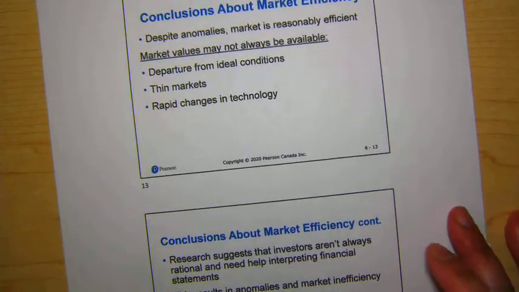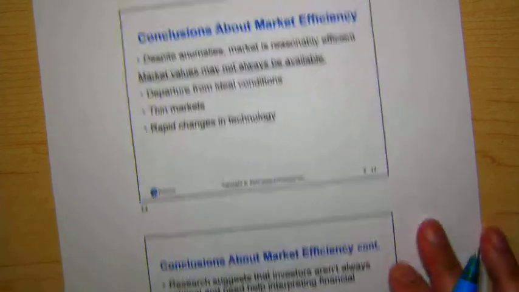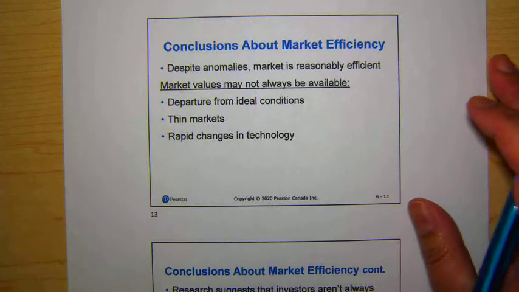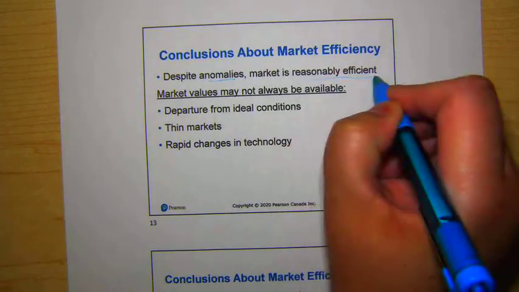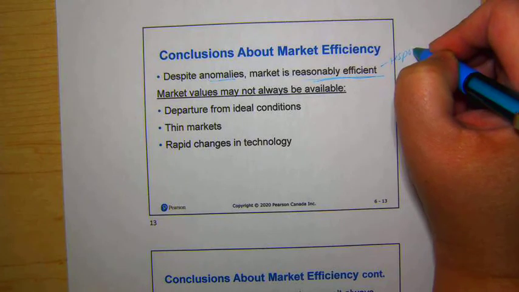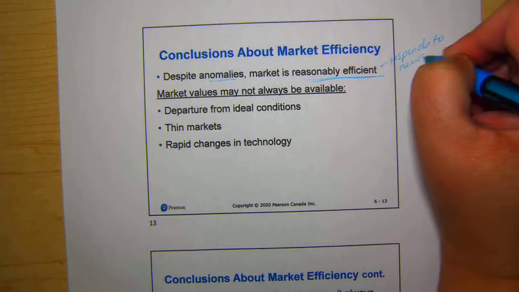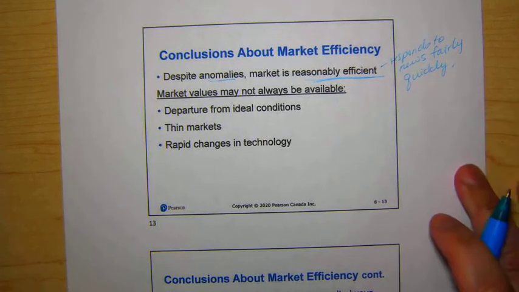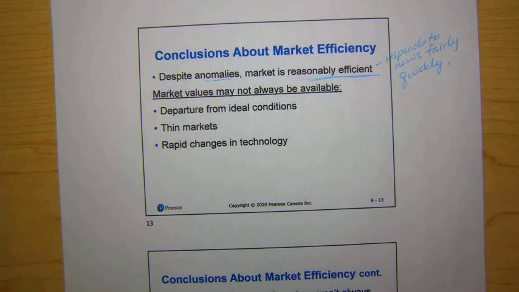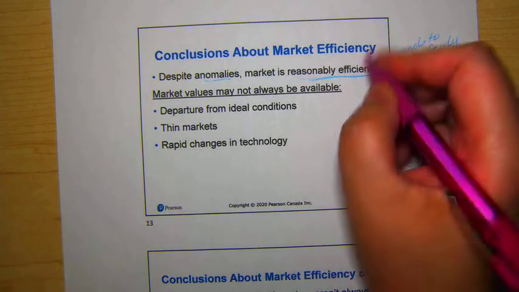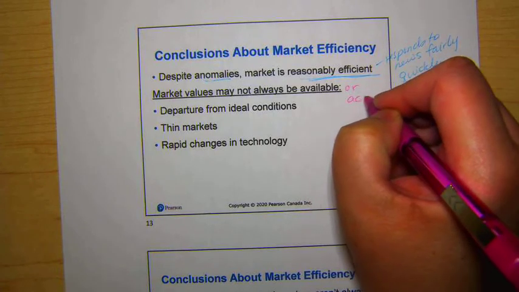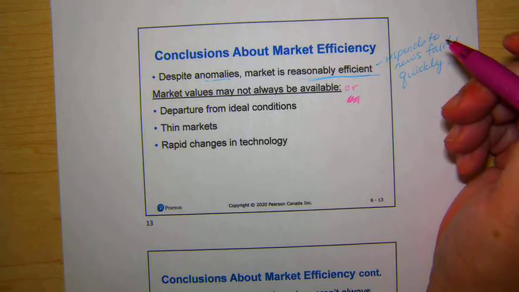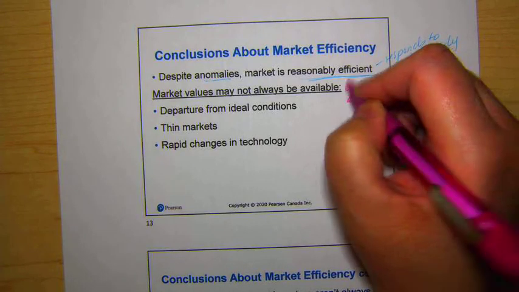So we just gave a whole bunch of reasons why the market isn't as efficient as we thought, but it doesn't mean it's not efficient enough. These anomalies, the market is still efficient. So it responds to news fairly quickly. Now, market values may not always be available, or, don't want to say accurate, or useful.